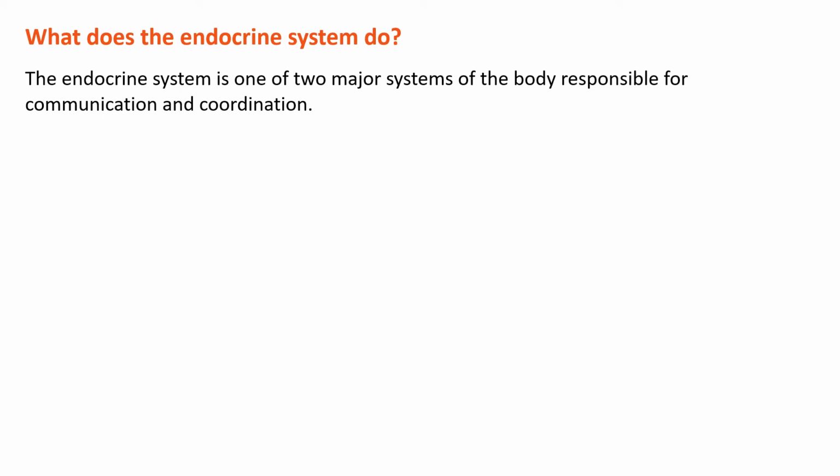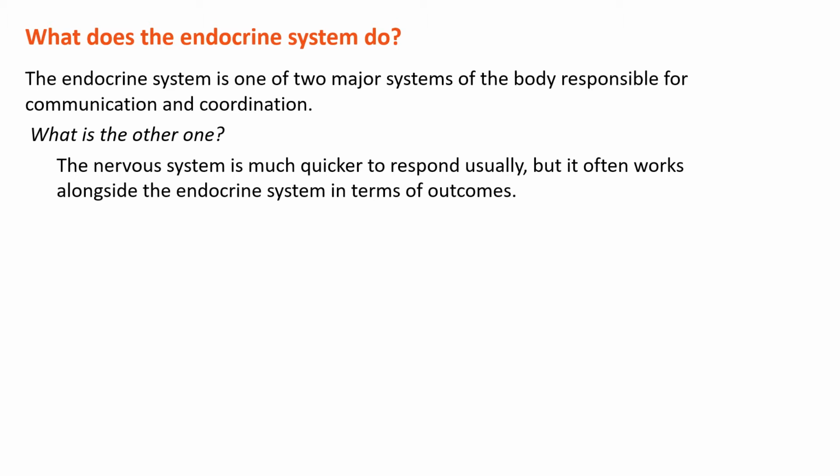So what does the endocrine system do? It's one of the two major systems of the body responsible for communication and coordination. If you think we're talking about hormones, and as I said to you, endocrine means long distance. So these hormones are going all the way around the body in the circulation. So if it's one of the two major systems, what do you think might be the other one? Well, the nervous system obviously is also about communication, but it tends to be much quicker to respond. And it often works alongside the endocrine system in terms of outcomes and in some cases in terms of the release of the hormones.